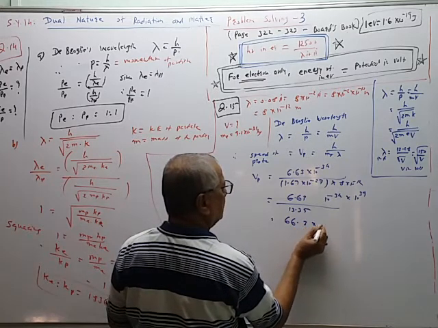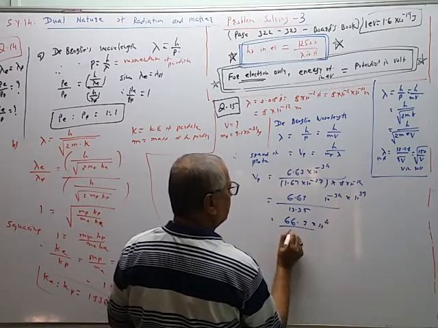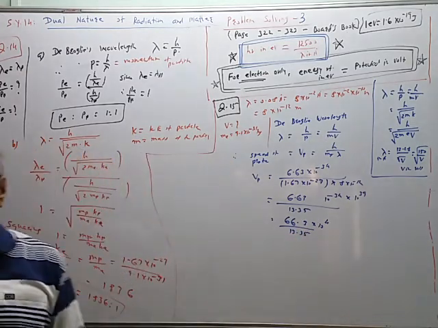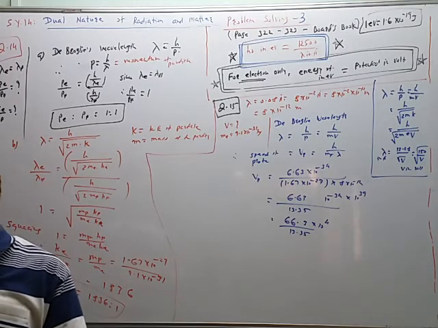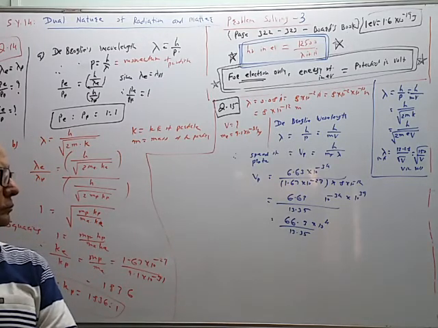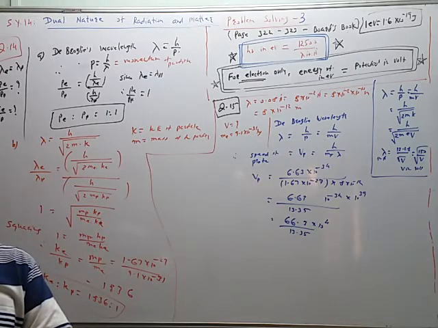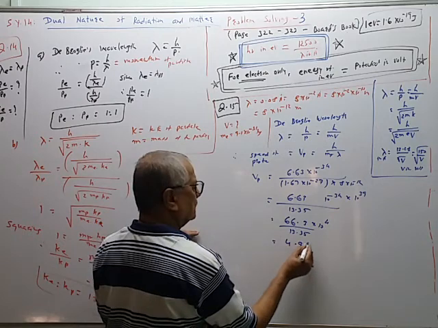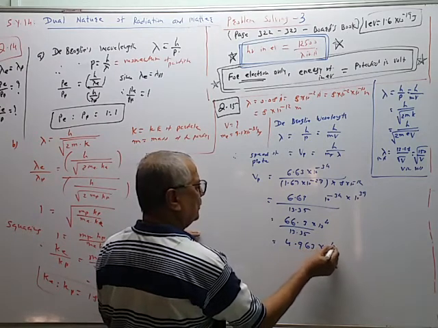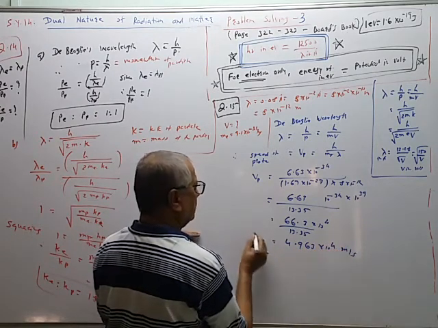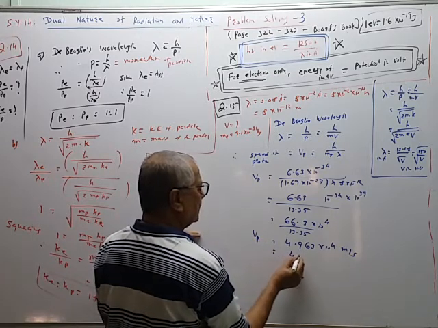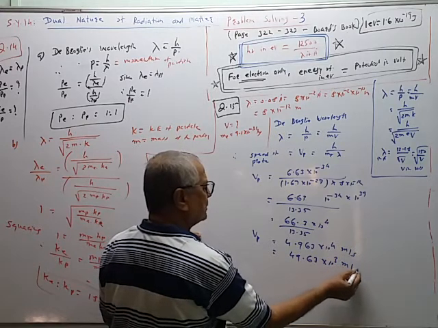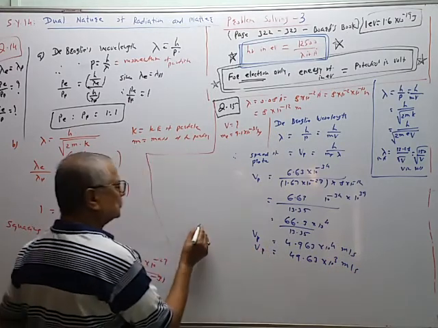So this is equal to 66.3 into 4 upon 13.35. So it is nearly 5 point something, .963 into 10 to the 4 meter per second. In our board books, the answer is given as 49.63 into 10 to the 3 meter per second. So speed of the proton.